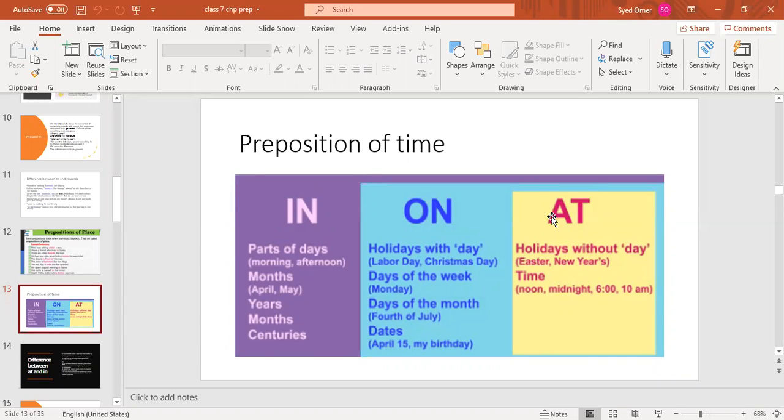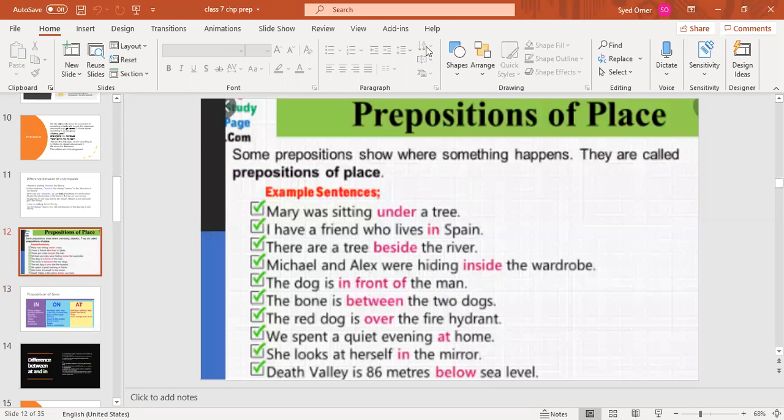If you are just mentioning the holiday without a day, if there's a day, then on. But if there is no day, then you have to put at. For example, at New Year's Eve, at Christmas, at Eid. Okay, then you have to put at noon, at midnight, at 6 o'clock, at 7 o'clock. Please note it down.